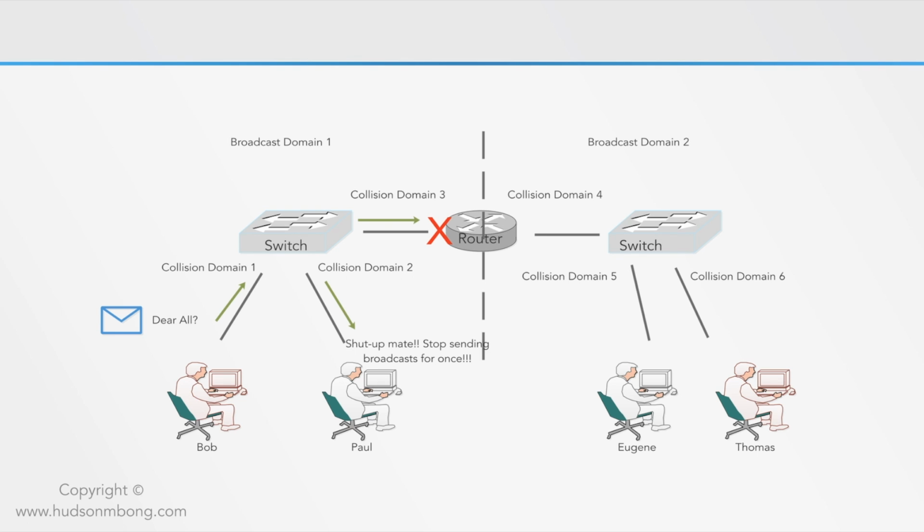In this topology, we have 6 collision domains and 2 broadcast domains. This is a more efficient design than the previous ones. As we go through this course, you will learn how to build even more efficient networks.